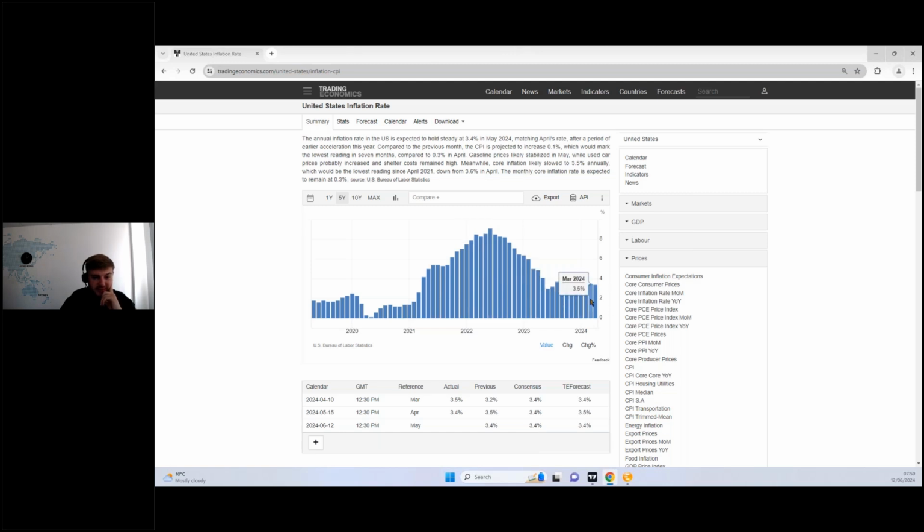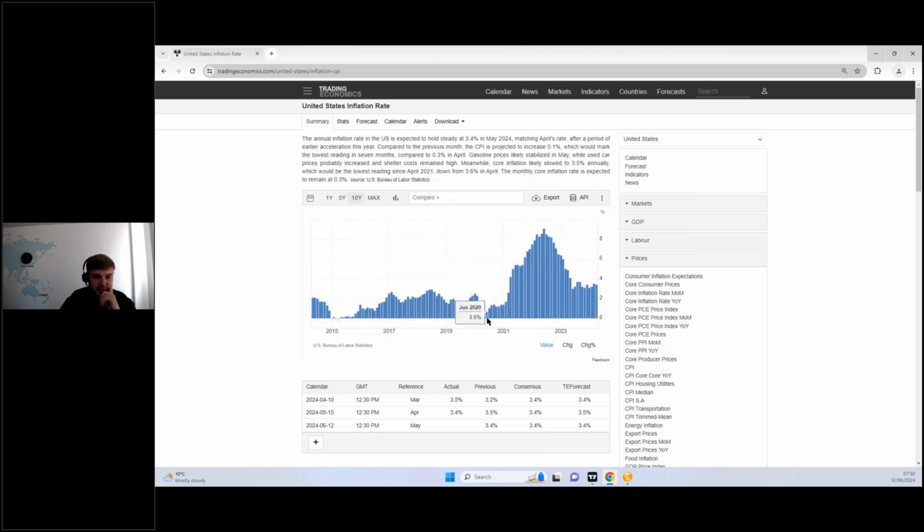So to actually fix this, you need inflation to go negative. Well, that hasn't happened in a long time. It didn't even manage to happen when COVID happened. Now, you had negative inflation back in 2015, as you can see back here. I mean, it does happen.